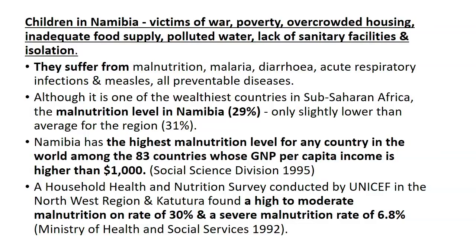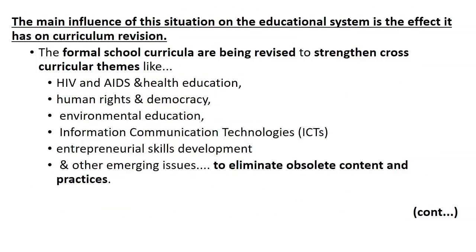It also has the highest malnutrition level for any country in the world among the 83 countries whose GNP per capita income is higher than $1,000, according to the Social Science Division in 1995. A household health and nutrition survey conducted by UNICEF in the Northwest region and Katutura found a high to moderate malnutrition rate of 30% and a severe malnutrition rate at 6.8%. These statistics are quite shocking.